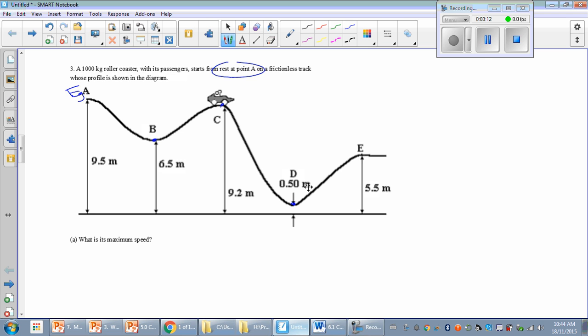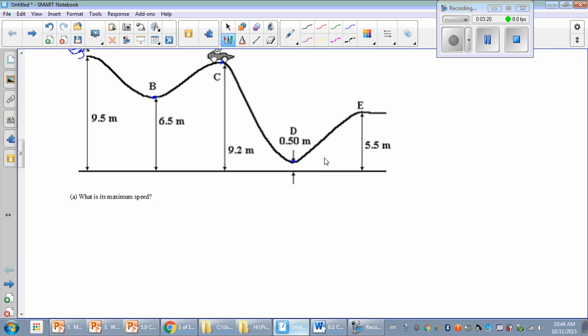So the first question says, what's its maximum speed? Well, it's going to have maximum speed or maximum kinetic energy whenever its height is at the lowest. So that is right here at point D. All right, so let's say it starts just with gravitational energy. That's at the top. That's at the 9.5 meters. And then it's going to get to point D still with some gravitational energy. Let's call this initial and this final. But now it's also got some kinetic energy.